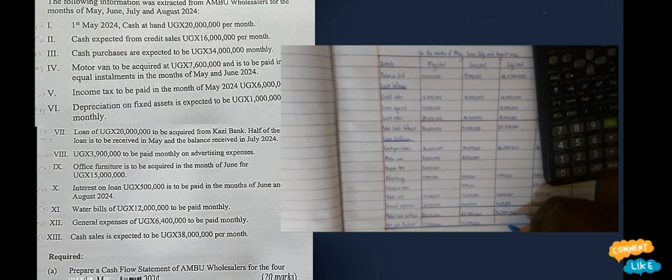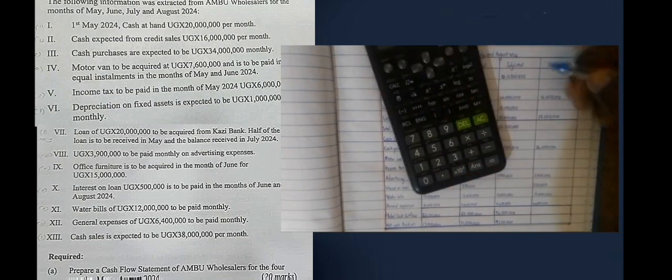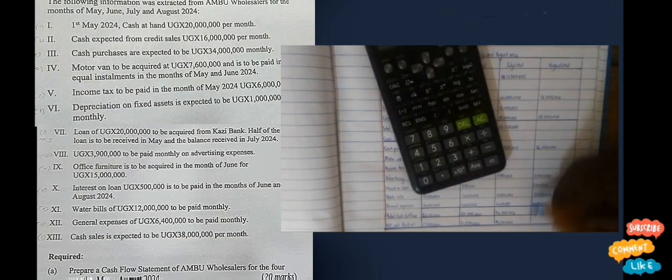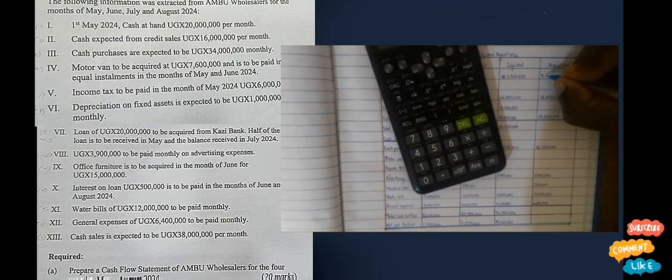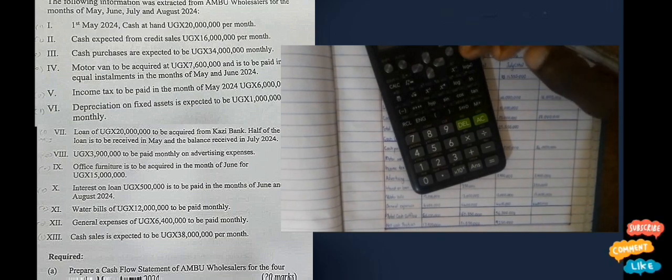So we put it right there. We put our net cash position right there. And then you should not forget the net cash position becomes our new balance brought down for the next month. For this case, for the month of August, our net cash position for July will be moved up as the balance brought down into August.